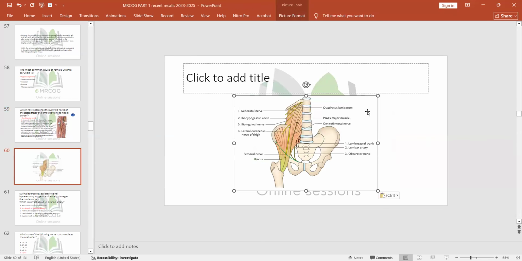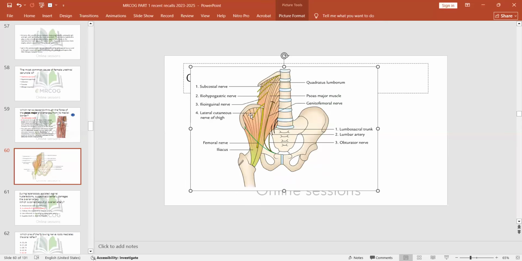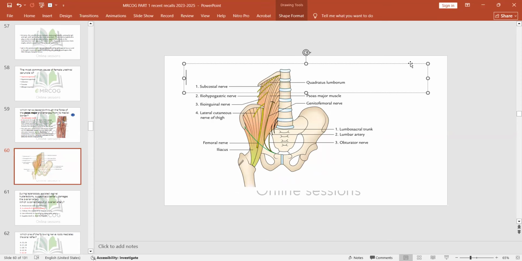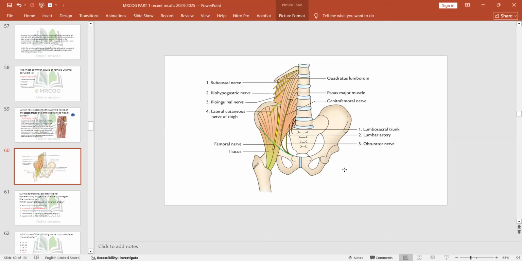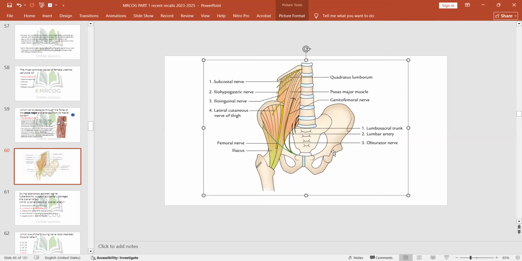Okay? Sometimes they ask you about the lateral cutaneous nerve because it is the one nearest to the anterior superior iliac spine. Are you aware of that recall? I'm sure those of you who are really concerned about the recall know this one. Lateral cutaneous nerve is the nearest one to the anterior superior iliac spine.